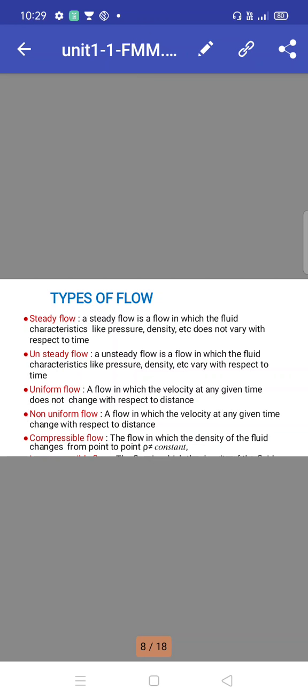Then non-uniform flow. It is just opposite to the uniform flow. It is a flow in which the velocity at any given time changes with respect to distance.